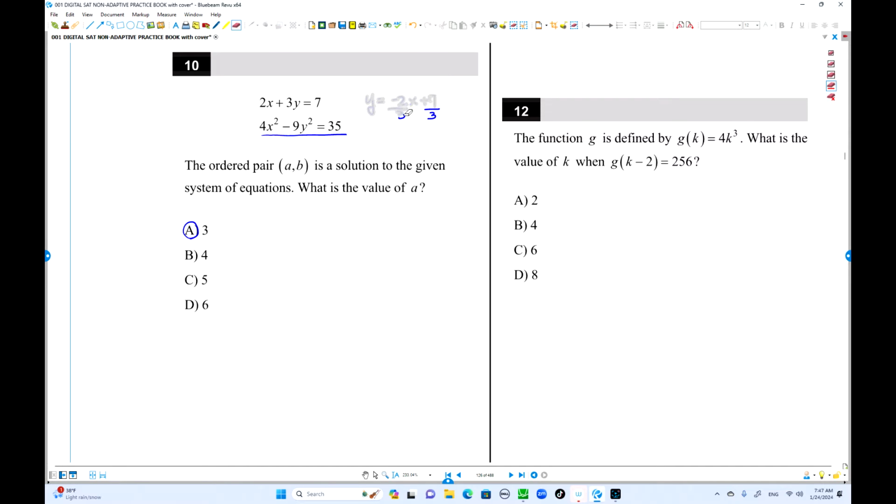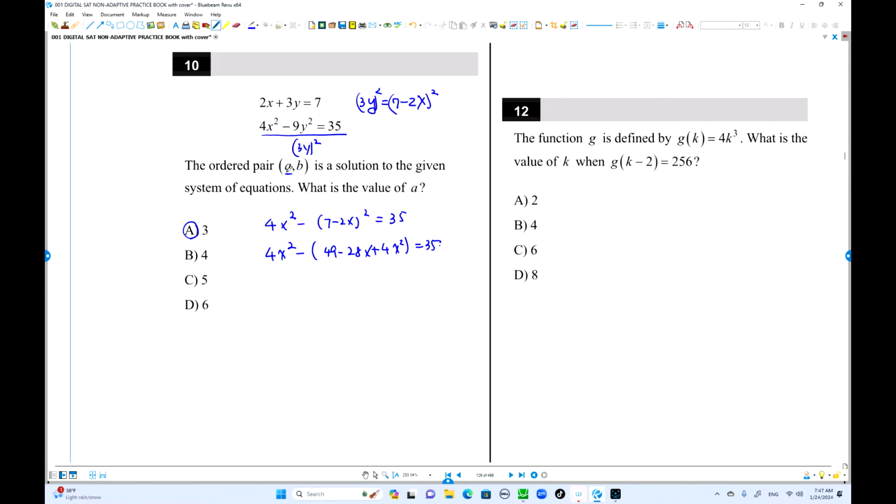Wow, hard. Or what if this way? This is already what? 9y squared is 3y squared, isn't it? So you express 3y equals 7 minus 2x. Oh, that is not good. Oh, that is not bad, right? This is good. Because 3y squared equals 7 minus 2x squared, okay? So 4x squared minus 7 minus 2x squared equals 35. That equals 4x squared minus 49 minus 28x plus 4x squared, that equals 35. You're going to find the x coordinate, right?